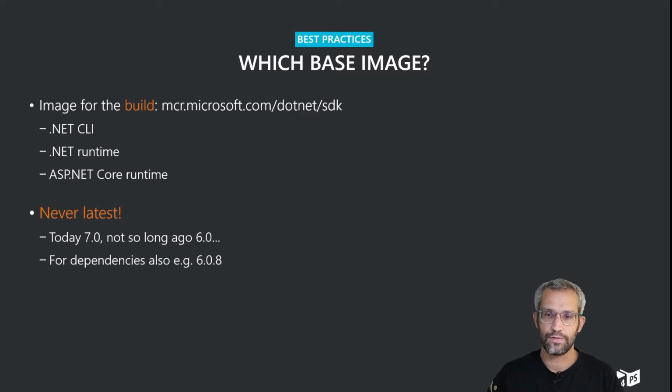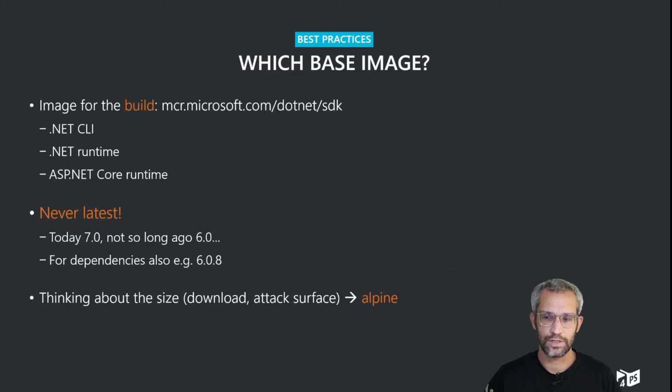But if I would have run that a couple of weeks ago, then it would still have been 6.0. In the future, it might be 8.0 or whatever comes next. And yeah, then my build will break. So you should always be explicit, at least with the major and probably the minor version of your base image. And it even might happen that you have to specify exactly the version, for example 6 or 8, if you have a dependency on that specific version.